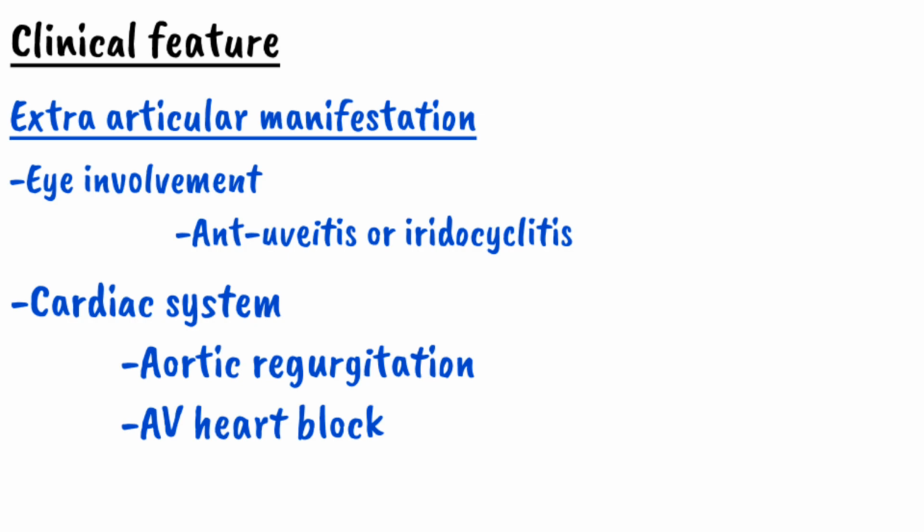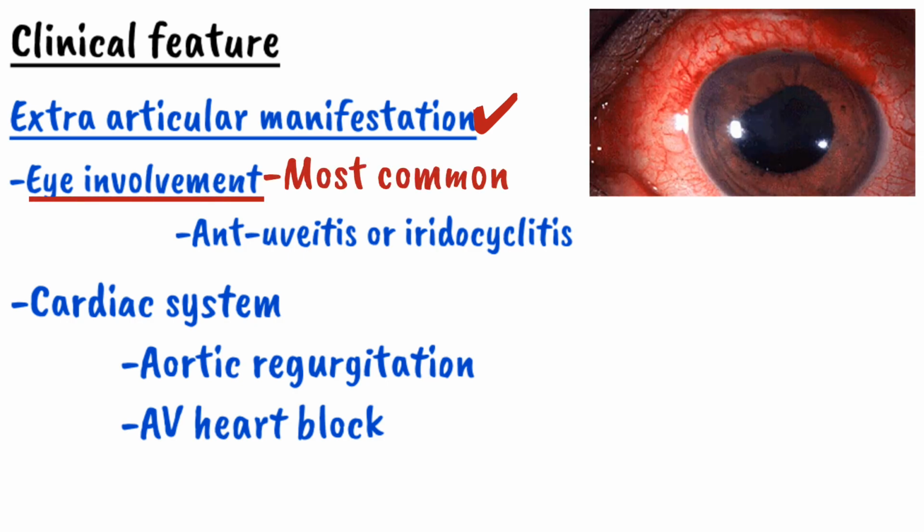Apart from these articular manifestations, ankylosing spondylitis also causes extra-articular manifestations, meaning that it will involve multiple systems of the body. The most common system involved is the eye. In the eye, it causes anterior uveitis and iridocyclitis.